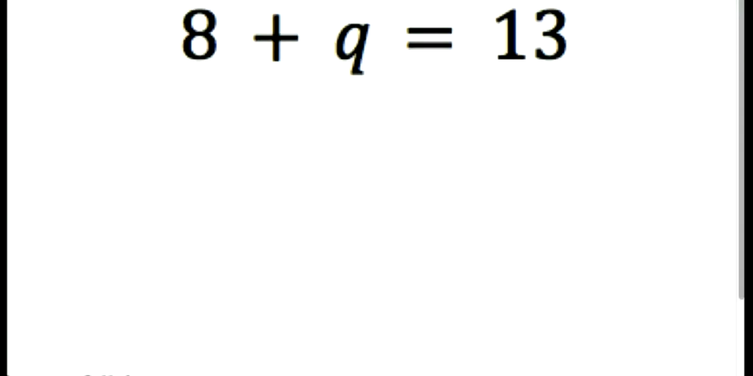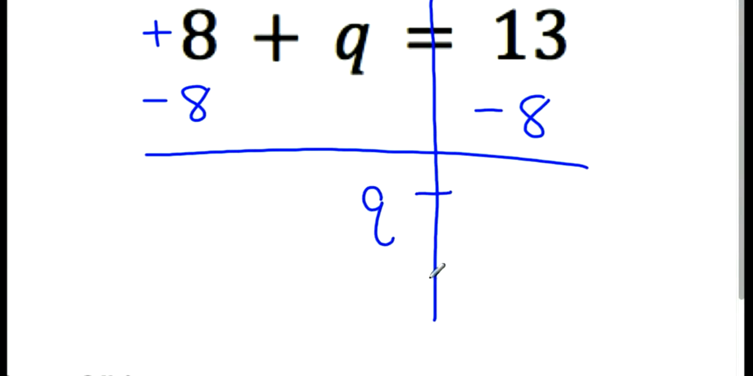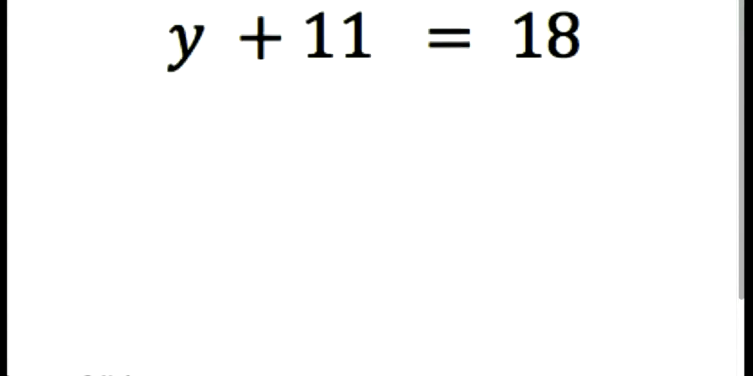Here's our second example. Make sure that you're writing all of these in your notes. Drawing my vertical line through my equal sign, I have a positive 8. So the opposite, or the inverse operation, is negative 8. So I'm going to subtract 8 from both sides. What's left is q, and I have 13 fighting a negative 8. And positives are going to win by 5. So q equals 5.